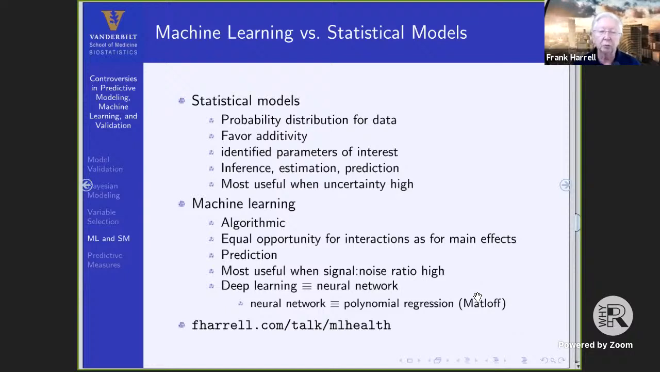So an example of a statistical model would be Lasso, because Lasso is fully additive. It has identified parameters. It is useful for estimation and prediction, not always directly for inference, but it has been adapted to that. And it assumes a probability distribution for data. So a lasso is a highly parametric statistical model versus random forest or neural networks. And Norm Matloff has a nice white paper showing that neural networks are essentially polynomial regression. And there's a talk I have that goes into more detail about that.